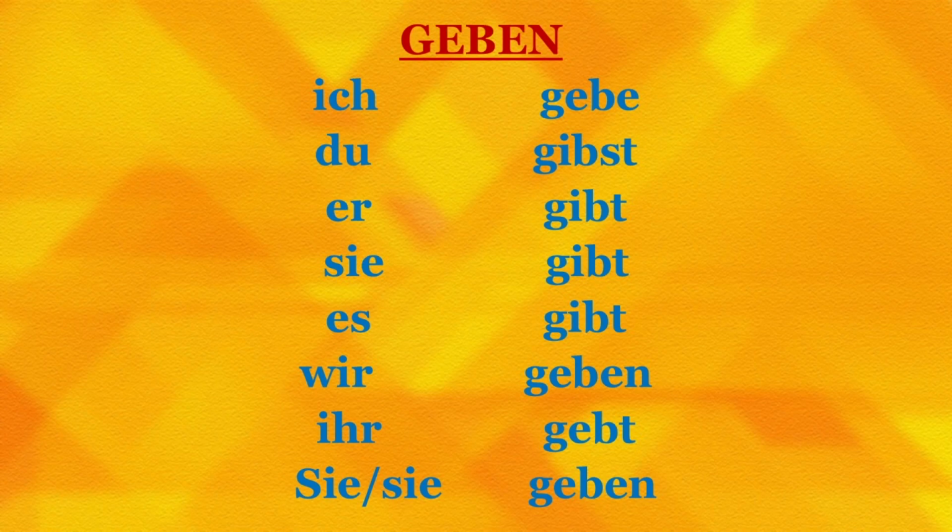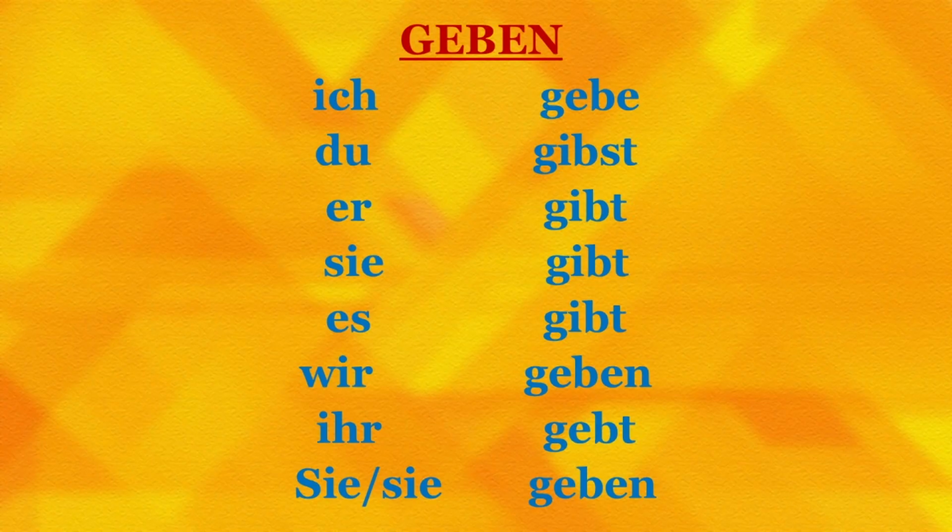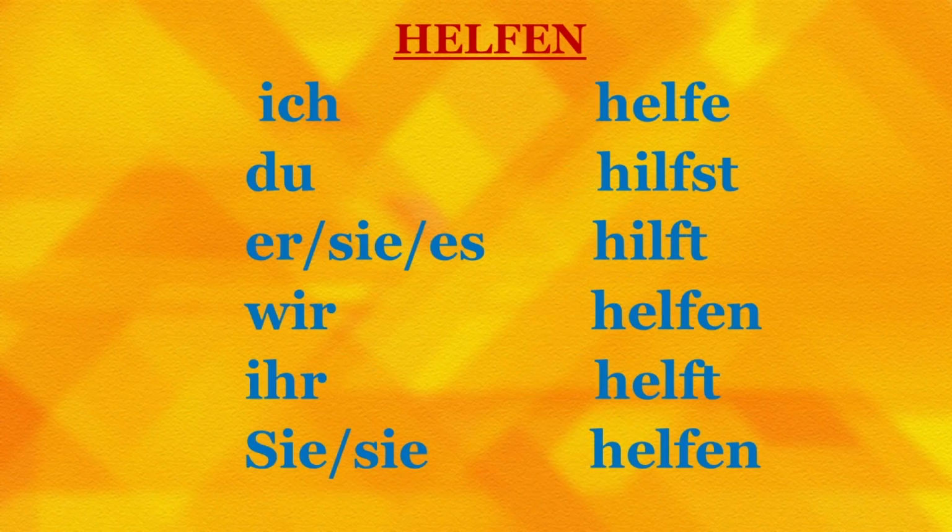Dear learners, please note that the conjugation for er, sie and es happens to be the same. Therefore, all the three can also be written together. Therefore, the conjugation for geben goes as Ich gebe, du gibst, er, sie, es gibt, wir geben, ihr gebt, sie formal you singular, formal you plural and sie with small s that is they, geben. Let's see the next verb now.